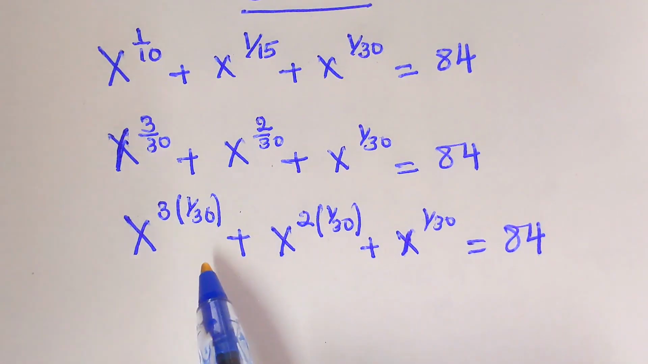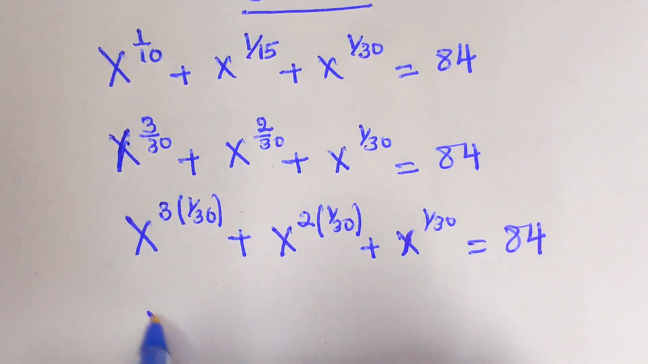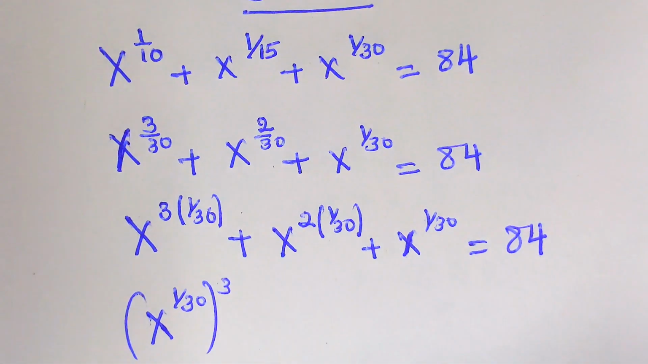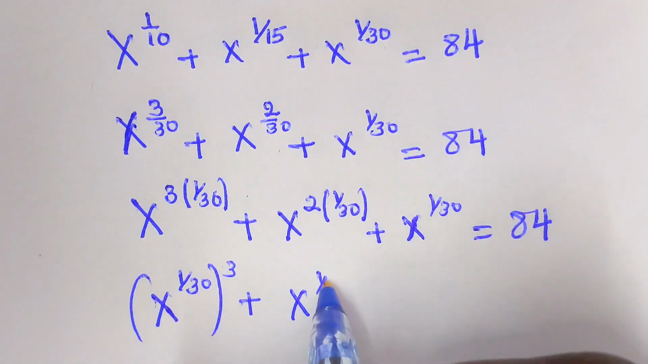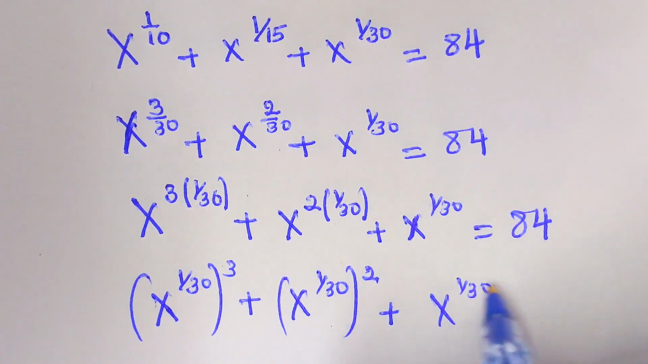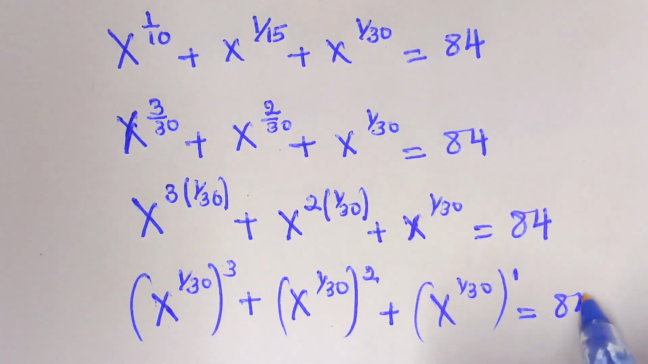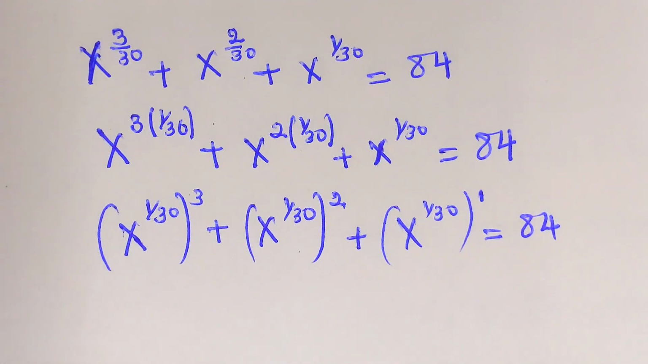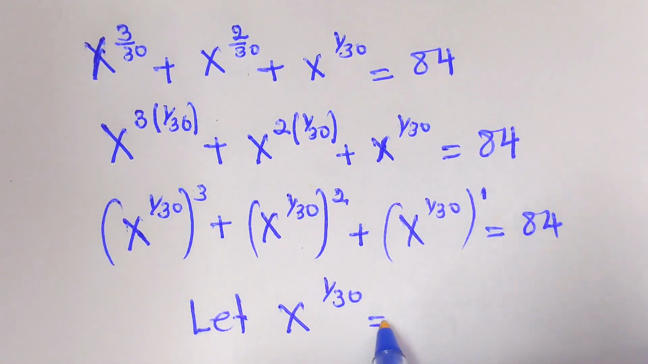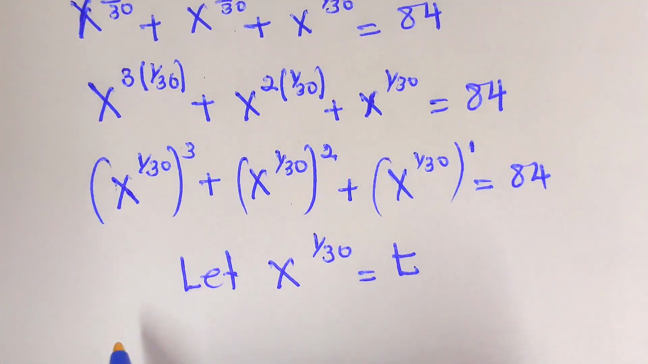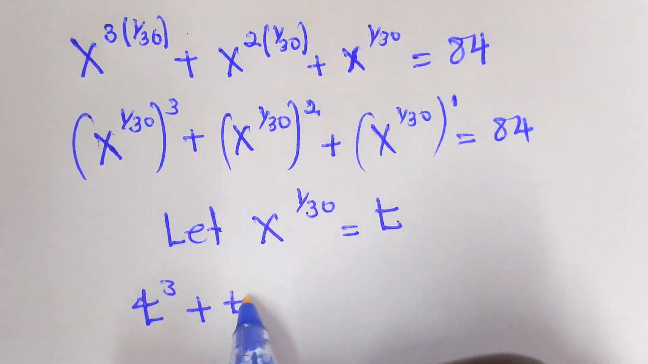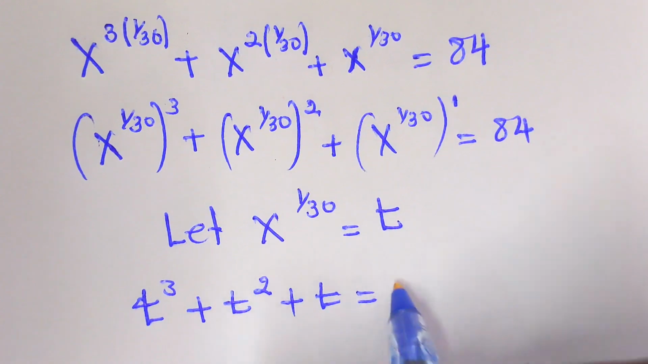At this stage we can rewrite this as (x^(1/30))^3 plus (x^(1/30))^2 plus (x^(1/30))^1 equals 84. Here we can let x^(1/30) equal t, and this will be t^3 + t^2 + t = 84.